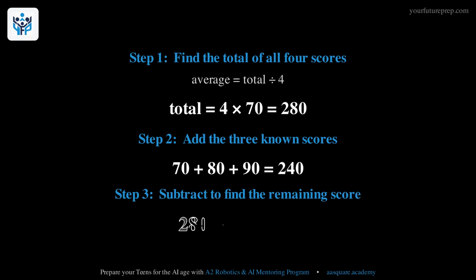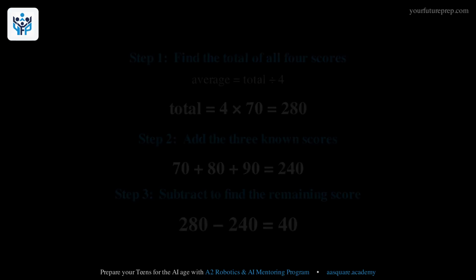The remaining score is the total minus the sum of the known scores. 280 minus 240 equals 40. So the remaining score is 40, which is choice A.